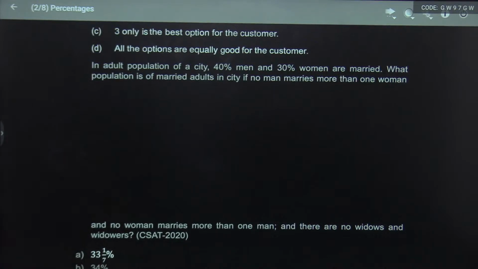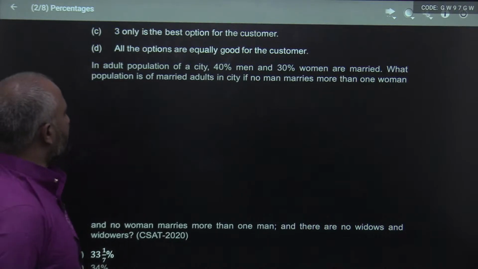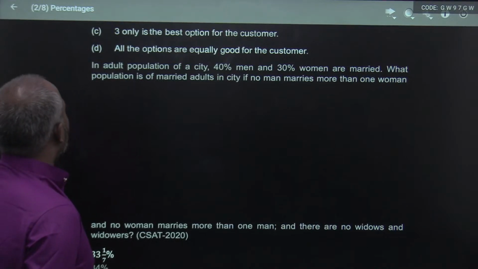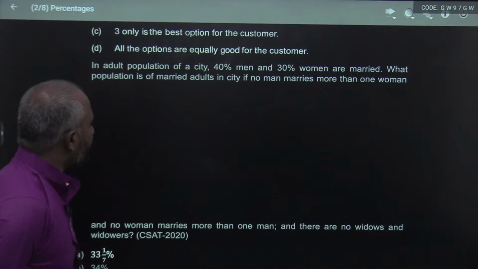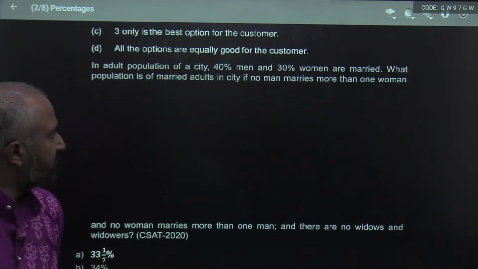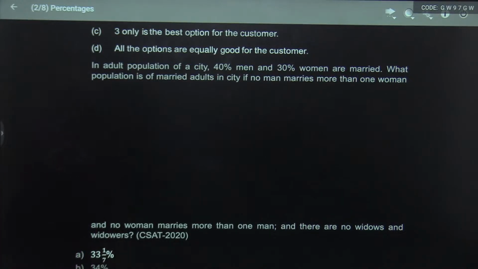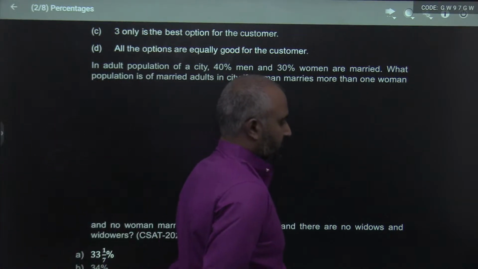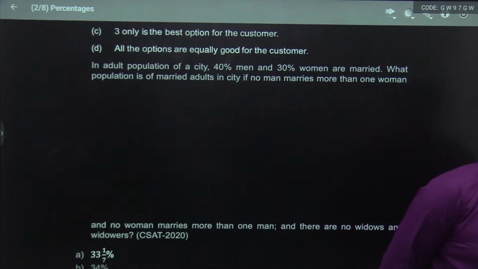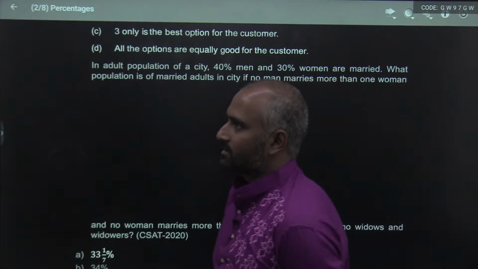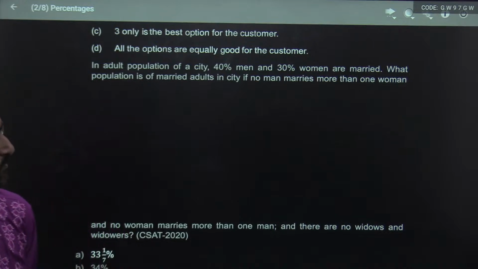So, in the adult population of a city, 40% of men and 30% of women are married. What percentage of the population is married adults in the city if no man marries more than one woman and no woman marries more than one man? So the condition given is that both men and women are in monogamous relationships. There are no widows and widowers.